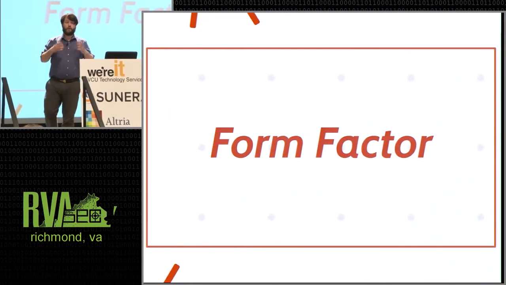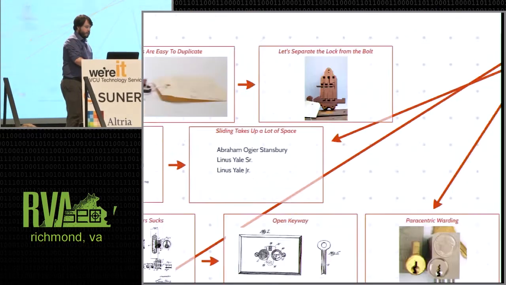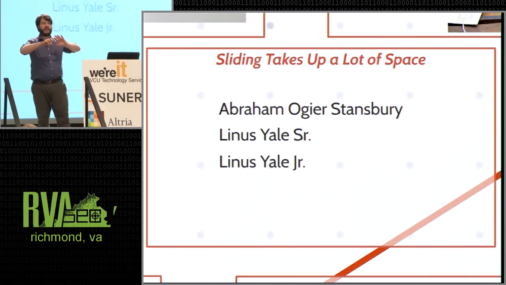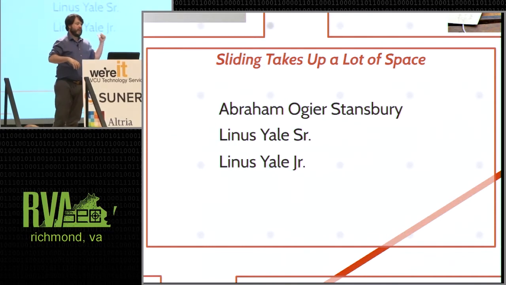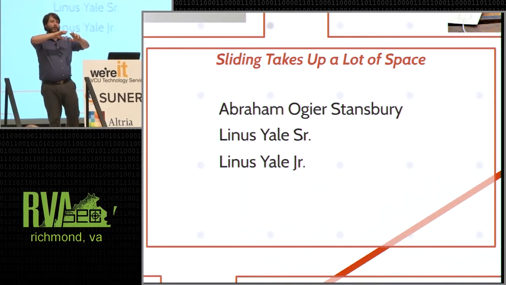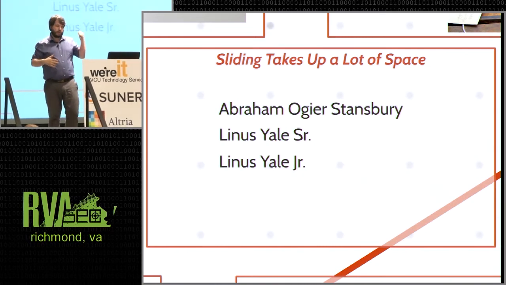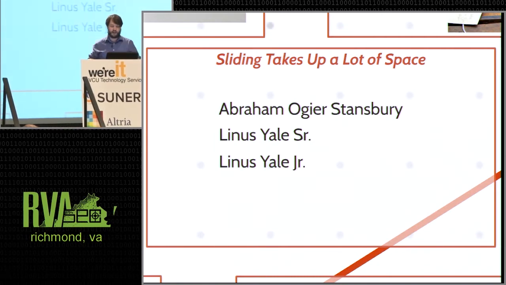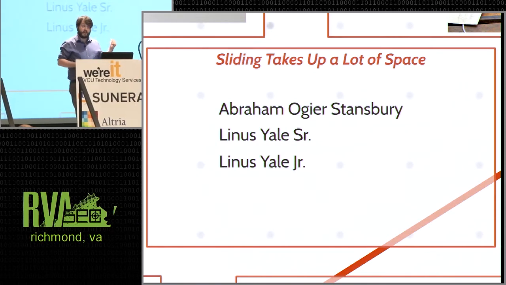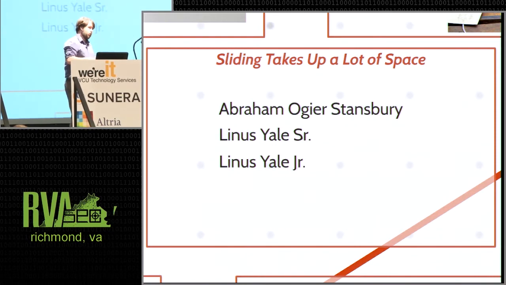So, again, the form factor of the Turkish lock is massive. So very quickly we see people taking that sliding method of the bolt and instead attempting to play with rotation, play with sliding but only offsetting it very much to trip a latch. Abraham Ogre Stansbury had the first patent, and his was this big sort of rotating panel. Linus Yale Sr. had a ton of awesome patents, and Linus Yale Jr. is the guy that made the lock that you guys are using today, for the most part.